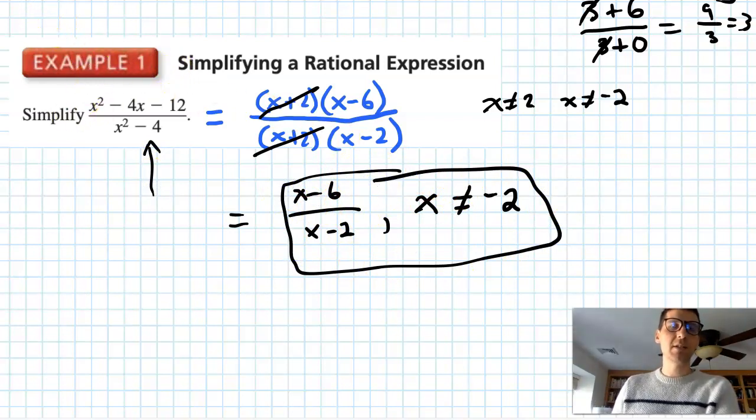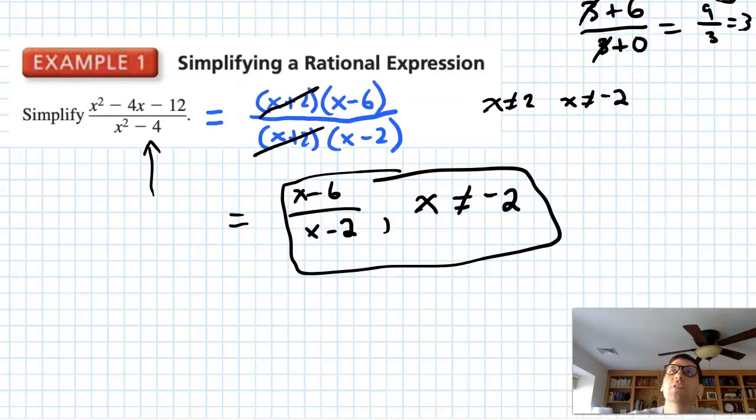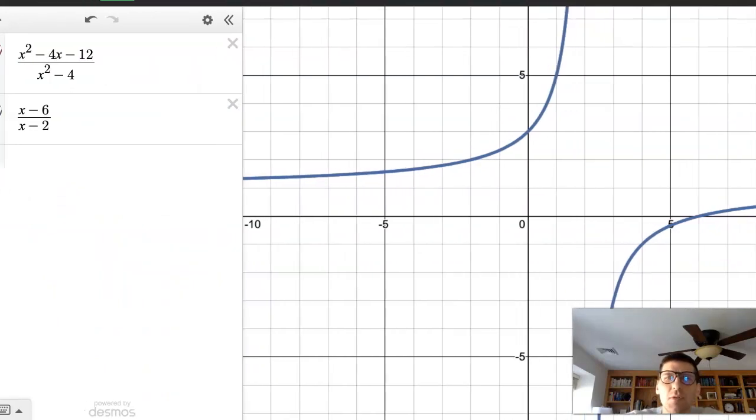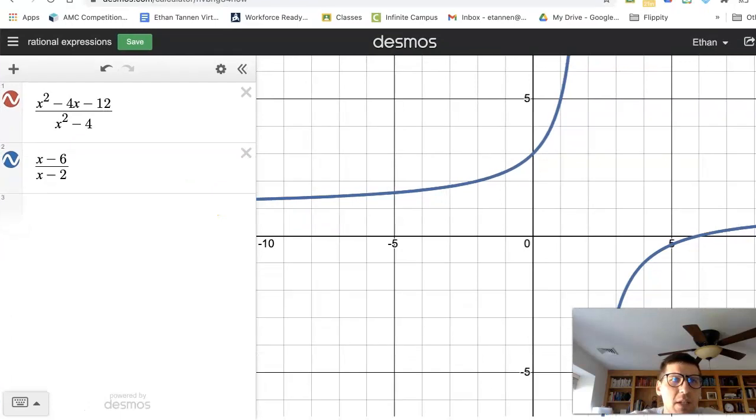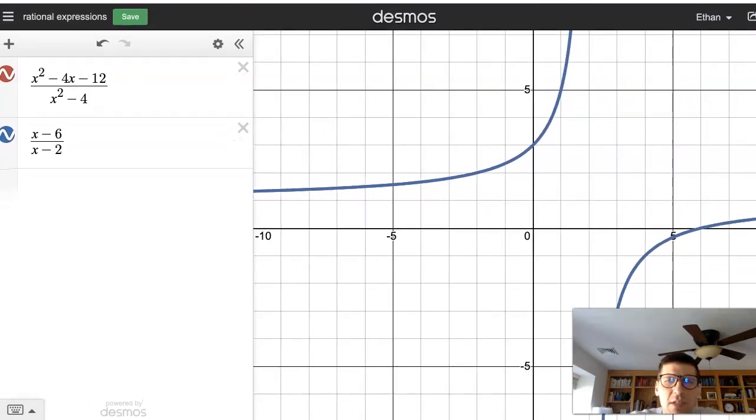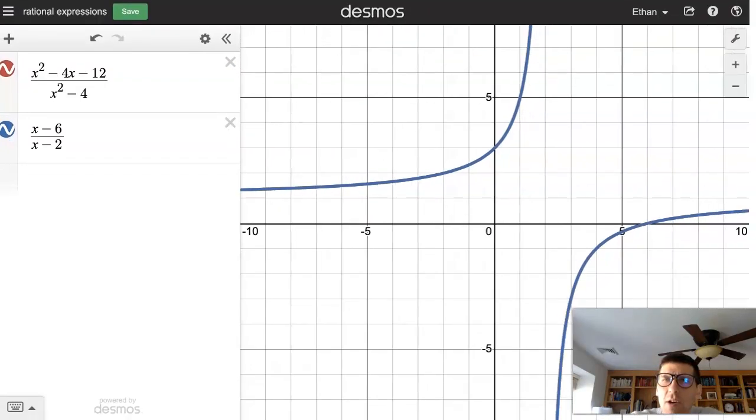Let me make some sense of this with a graph. So I'm pulling Desmos over here, and what I've done is I've graphed both functions. And you'll say, well, wait a second, Mr. Tannen, you told me that these would be different unless I include this. Well, let's take a closer look, because they are indeed different.